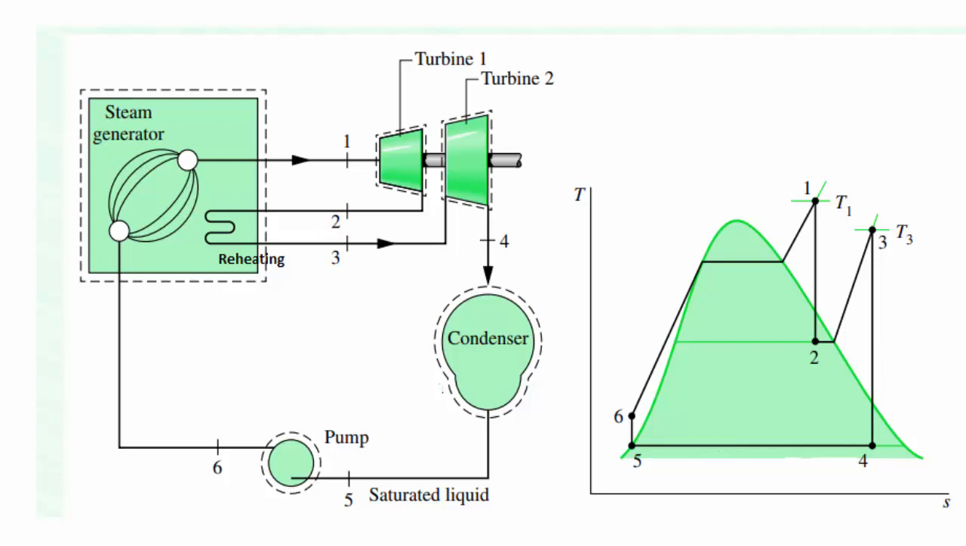So the purpose of this reheating is to increase the efficiency, and we get the low quality steam at the turbine exhaust, and it increases the performance of our power plant. As you can also see, there is the TS diagram for this cycle, as this from the stage 1 goes through the turbine. It leaves at the stage 2, and from that stage 2 it is taken back into the boiler, and at stage 3 it goes through the turbine 2, and at the stage 4 it goes to the condenser.